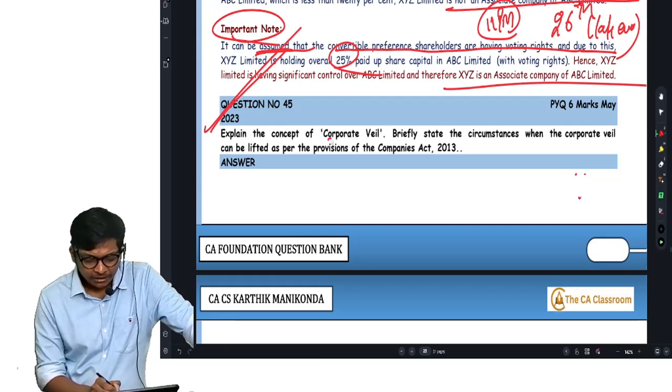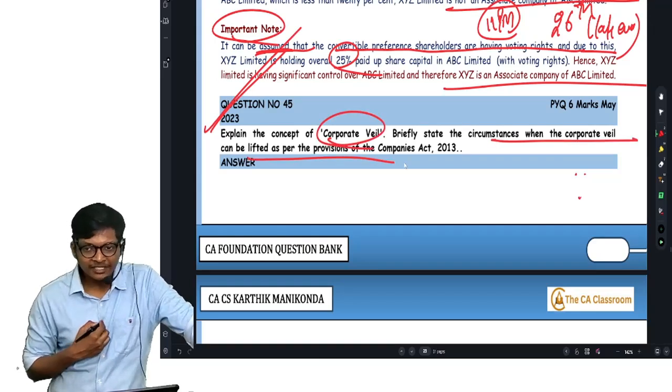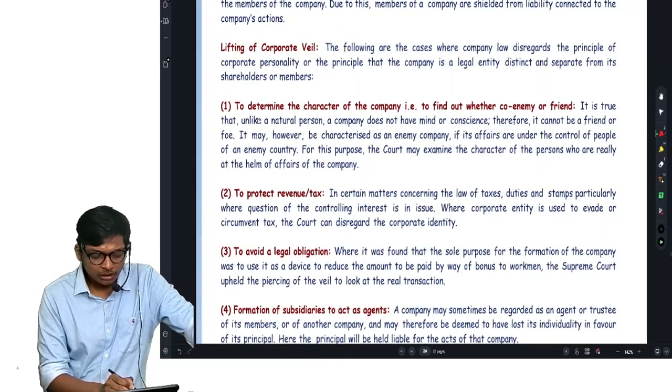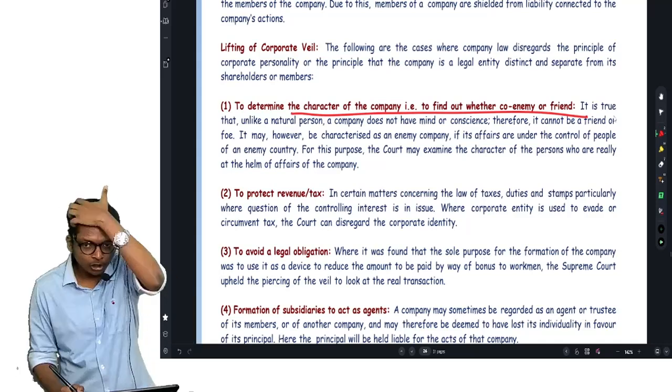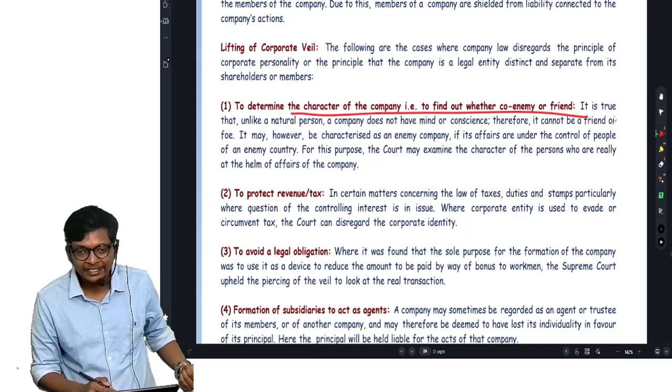Question 45, explain the term corporate veil. Circumstances when the corporate veil can be lifted. We discussed this also. A few key points straight from the book. Determine the character of the company, enemy or not, and the British versus Germany, Continental Tyres case will be there.